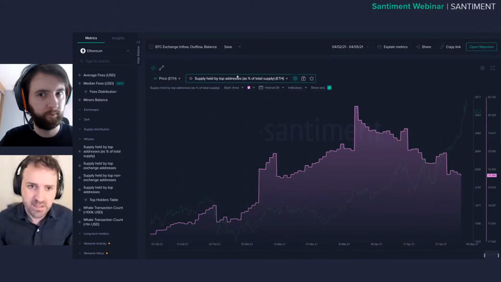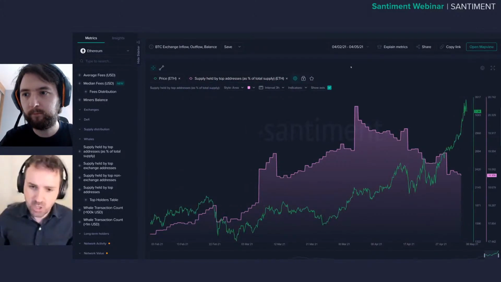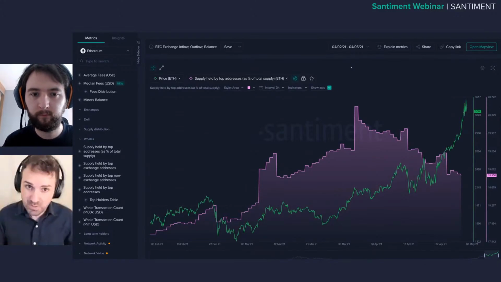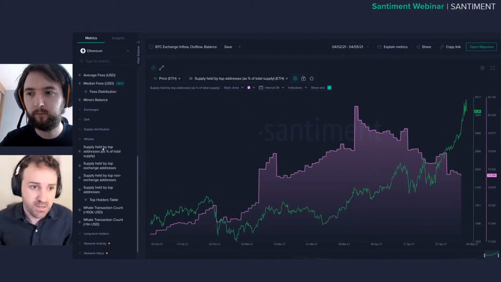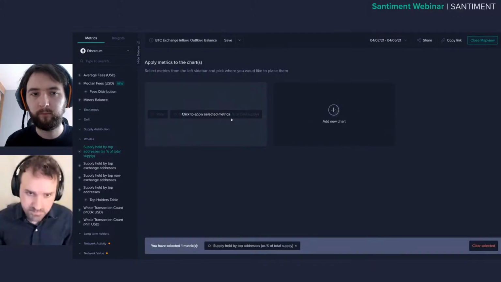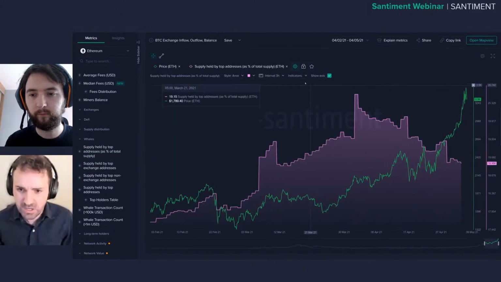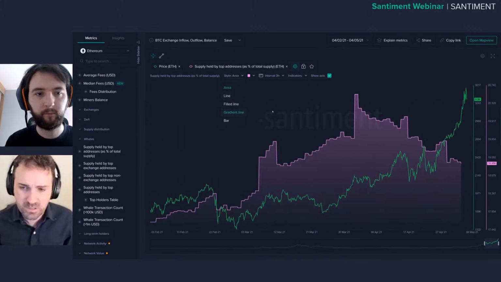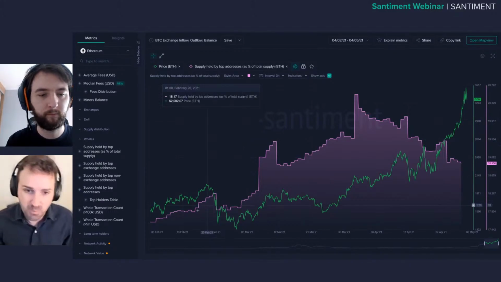Here I have highlighted our supply held by top addresses metric, which is basically showing us the total supply that's being held in terms of the percent of total supply by top Ethereum holders, right? So all you got to do here is add it to the chart, which I've already done, and you'll see everything pop up. Of course, I won't get into the logistics of how to organize the chart because that can be saved for another call here.